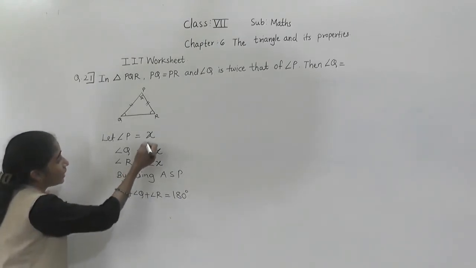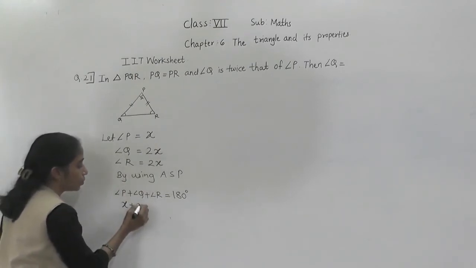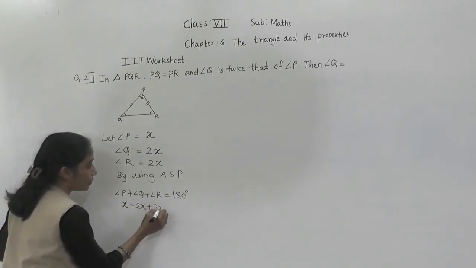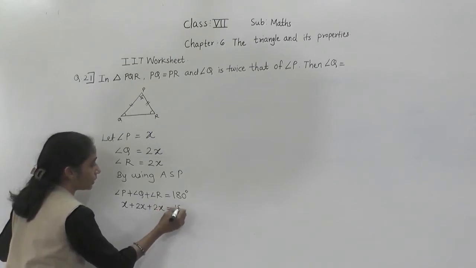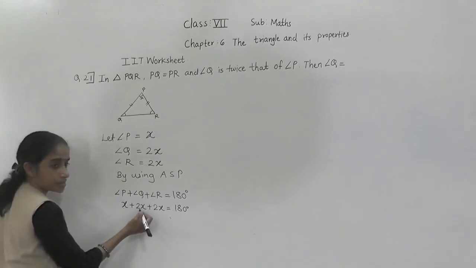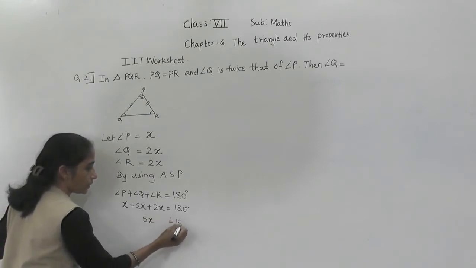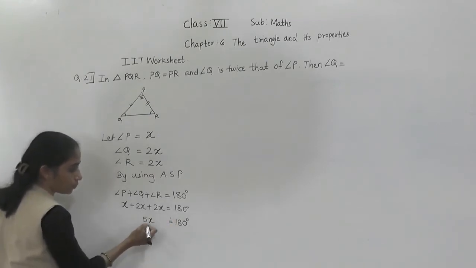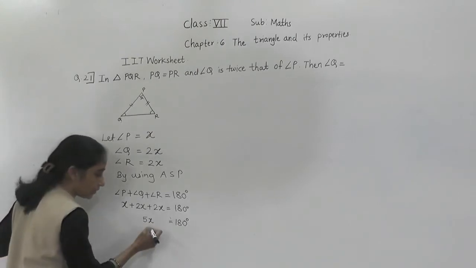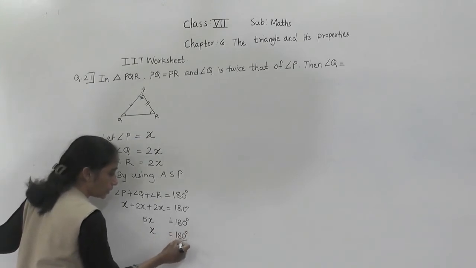Now see, angle P is X, plus angle Q is 2X, plus angle R is also 2X, equal to 180 degrees. Okay, now X plus 2X is 3X, 3X plus 2X is 5X, equal to 180 degrees. Now 5 is multiplied here; if we transfer it to this side, it becomes divided. So X is equal to 180 degrees upon 5.